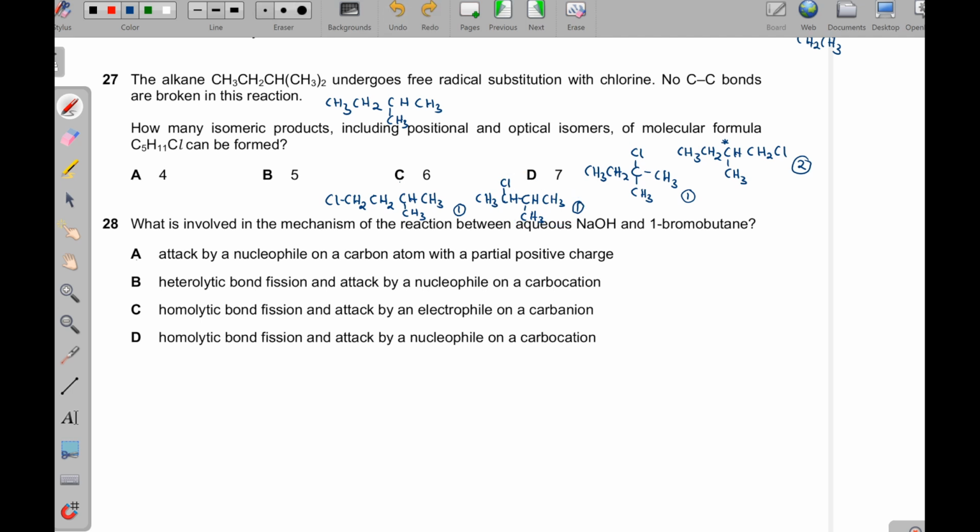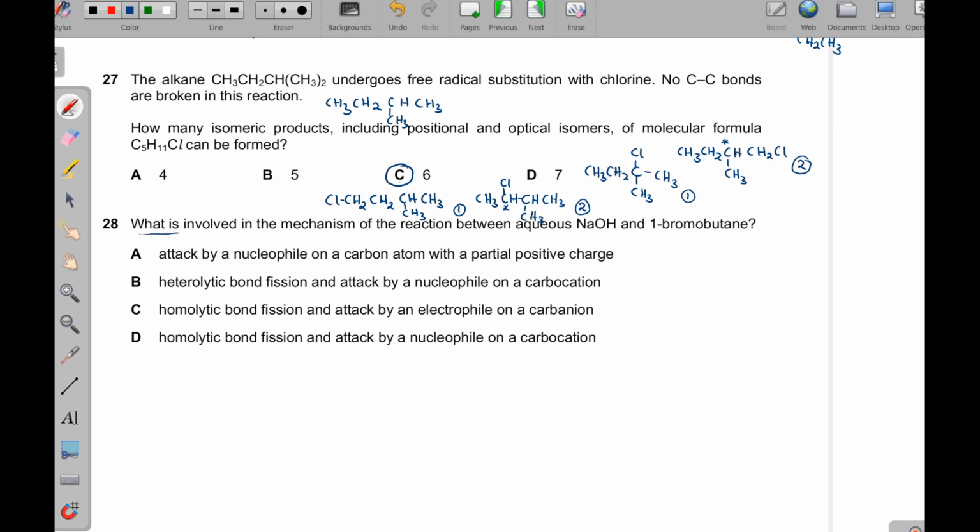When you look at this one here, this one is a chiral center because it is connected to this CH3. There is the chlorine, there is a hydrogen, and this other group. So this one is not a chiral center, but this one is a chiral center. So that means this one is giving us 2. It will give us 2 optical isomers. So now we can have 2, then 1, those are 3, 4, 5, then 6. So that means our answer is C.